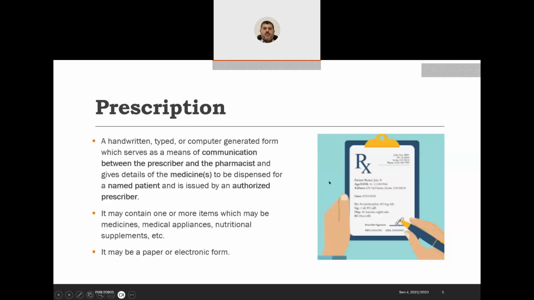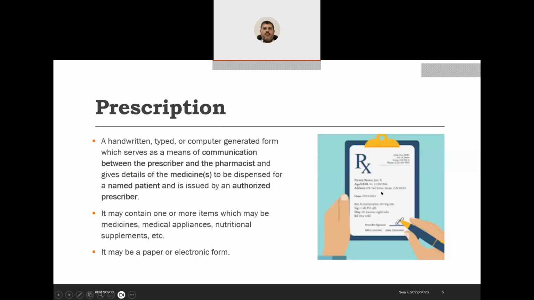So what is prescription? Prescription is a handwritten, typed, or computer-generated form, which serves as a means of communication between the prescriber and the pharmacist. So this is the way they communicate. The physician will send a paper. Nowadays it can be in electronic form. The prescription contains the instructions of the physician regarding what medications to be given to the patient and how they should be used. Details of the medicines to be dispensed for a named patient, and it is issued by an authorized prescriber.